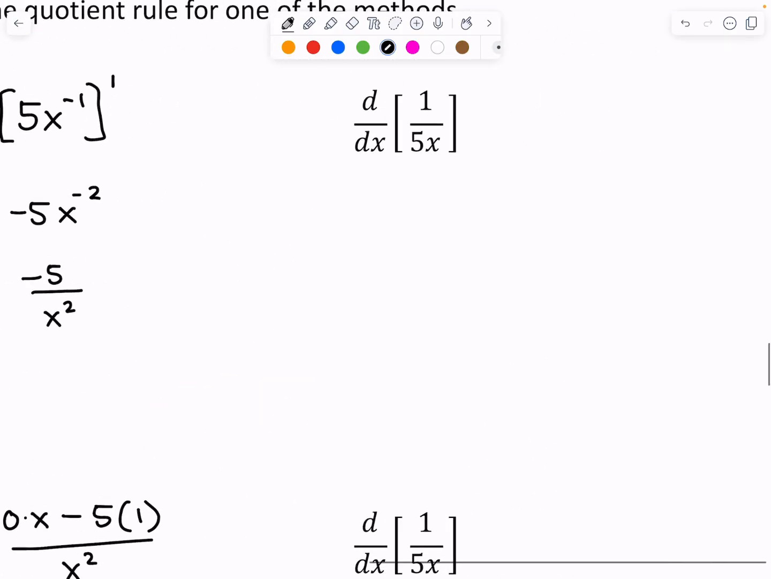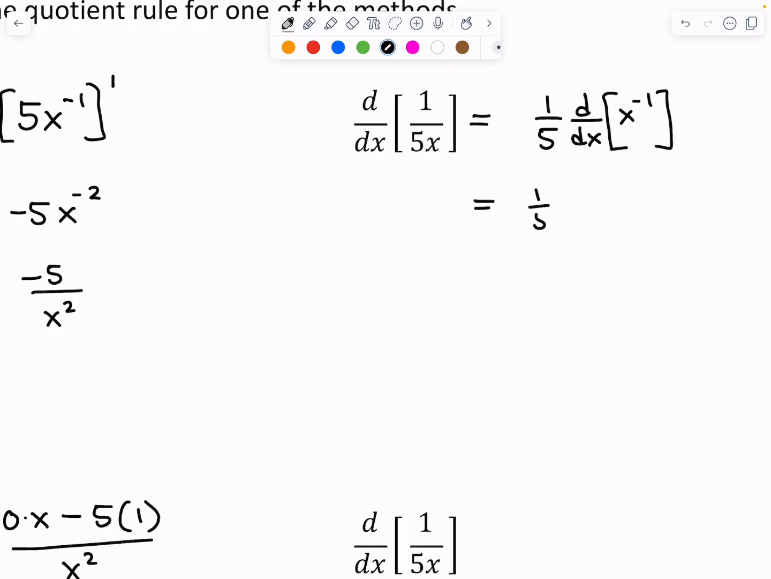And let's do this third example. The way I would approach this is we have 1/5 times 1 over x. So I would pull the 1/5 and the 1 over x apart. The 1/5 is a constant. So I could ignore it for now and just differentiate 1 over x, which is x to the minus 1. So the 1/5 stays, and now I differentiate x to the minus 1 using the power rule, and we get negative x to the minus 2. So we have 1/5 times negative 1 over x squared, and in the end that gives me negative 1 over 5x squared.